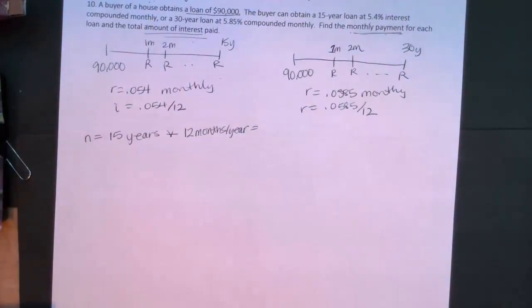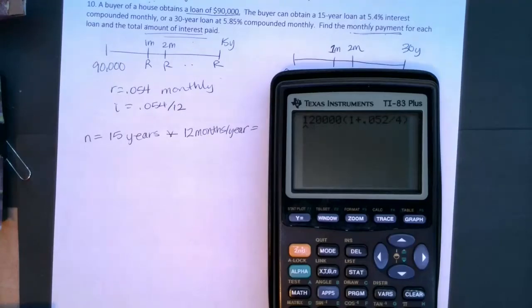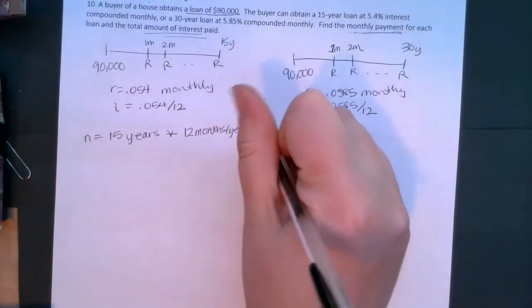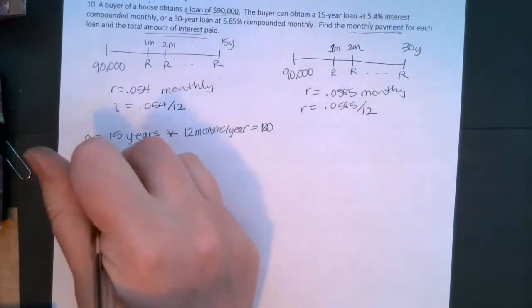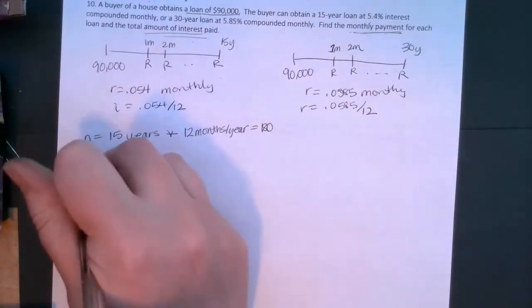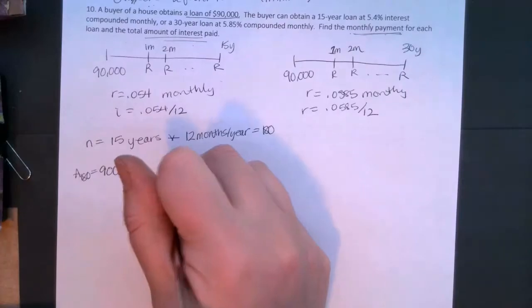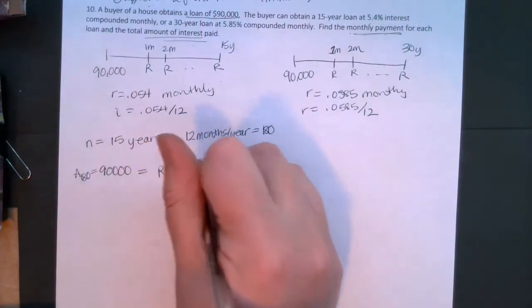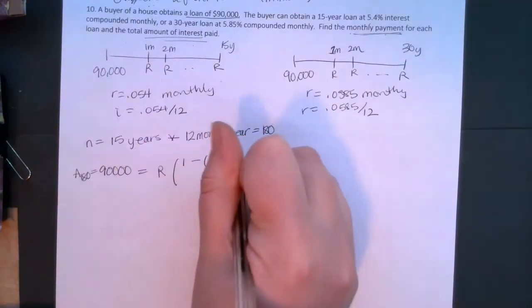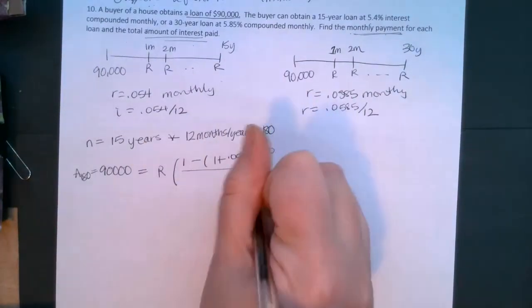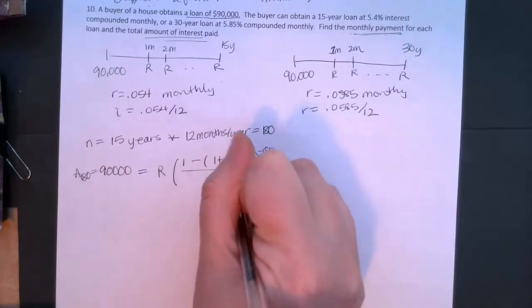on our calculator, we get 180. So when we set this up, we get 90,000. That's our A sub n. That's A180. It's going to be equal to our regular payment times 1 minus 1 plus our I, 0.054 over 12, to the negative 180 divided by 0.054 over 12.